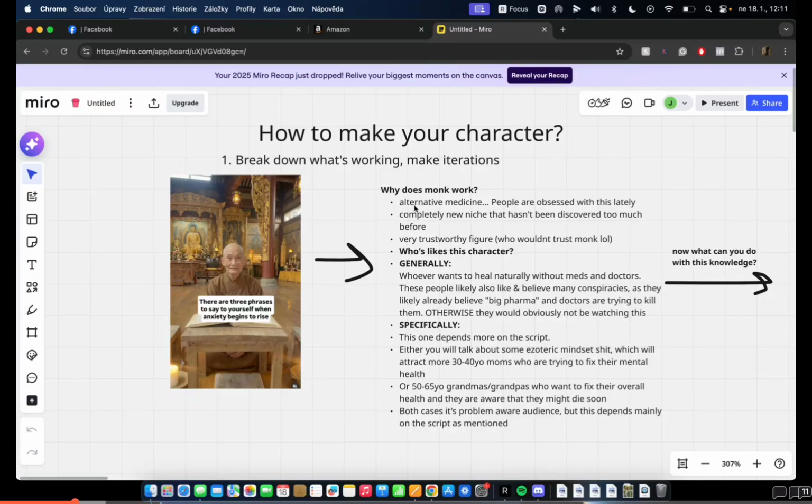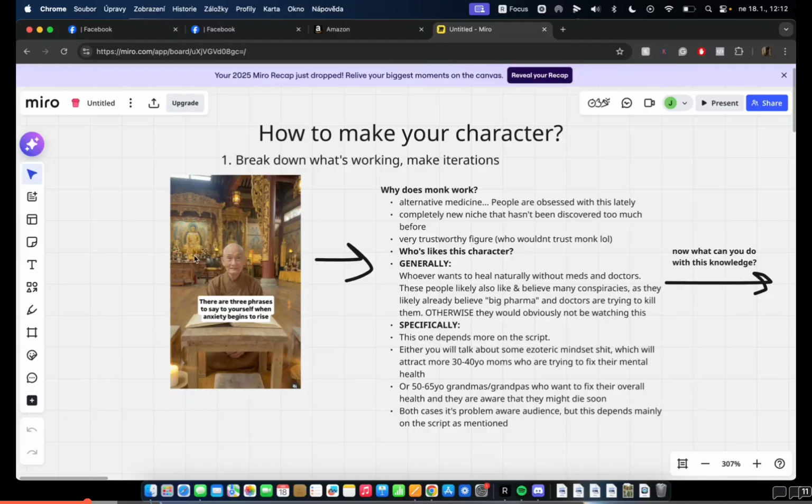So obviously it was mainly because of alternative medicine, and people are obsessed with this lately. Even with all the holistic stuff. I think we all remember 2024, Barbara O'Neill and all of those things. So people are obsessed with holistic healing. They are obsessed with alternative medicine, and they just want to hear about it.